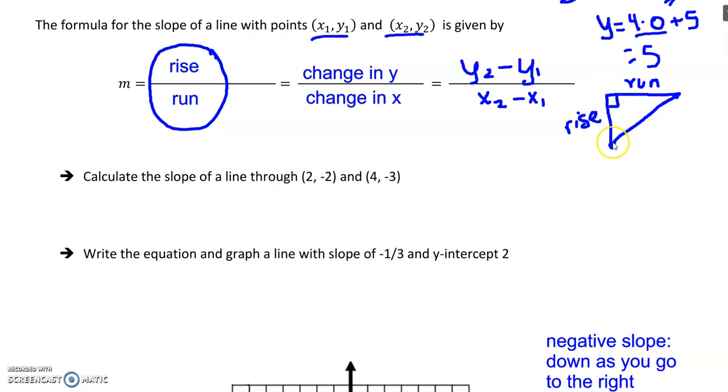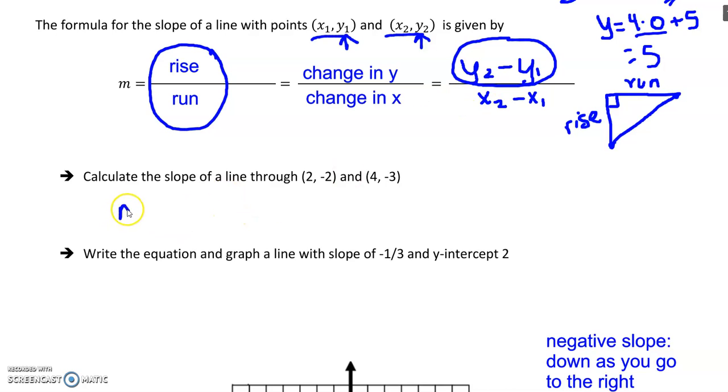Now, when we're talking about an ordered pair, our change in how high it is is the y. Remember, our y-axis goes up and down. So that is what we're going to do on top. We're going to subtract the y's. So we're going to take the y from one point and subtract it from the y of the second point. And that is going to give us the numerator of our slope. And then we're going to do the same thing in the denominator, but with x's.